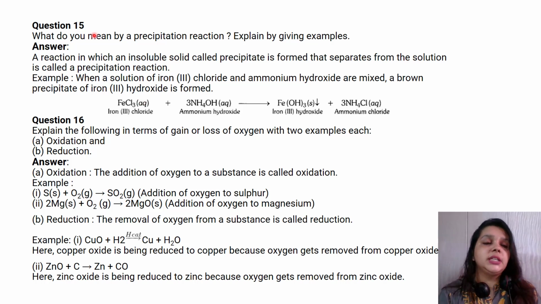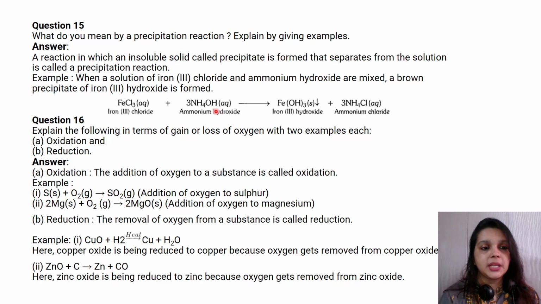Next, 15th question. What do you mean by a precipitation reaction? Explain by giving examples. A reaction in which an insoluble solid called a precipitate is formed that separates from the solution is called a precipitation reaction. So basically, the insoluble form of a reactant into its product is called a precipitate. And there is one example here. When a solution of iron chloride and ammonium hydroxide are mixed, a brown precipitate of iron hydroxide is formed.